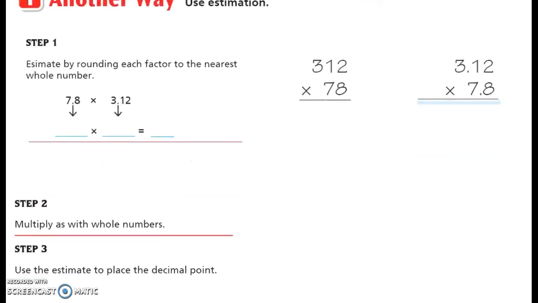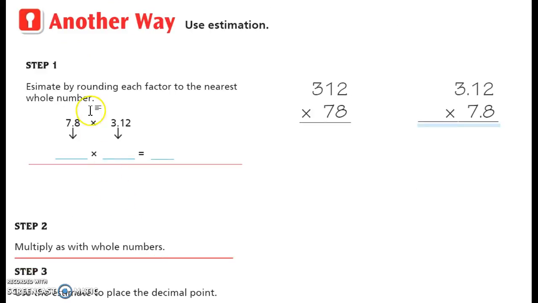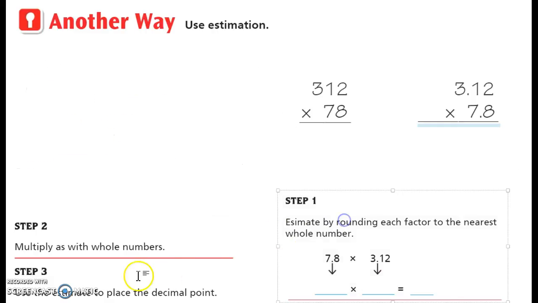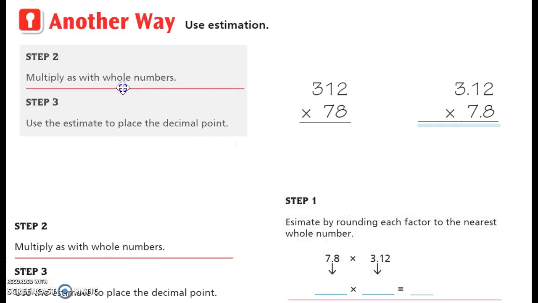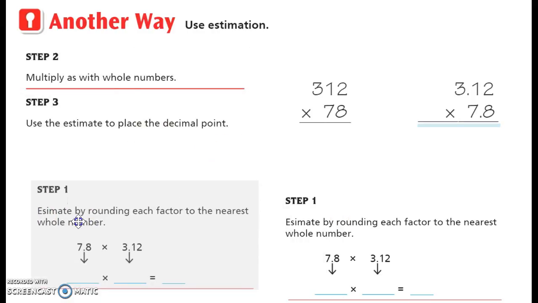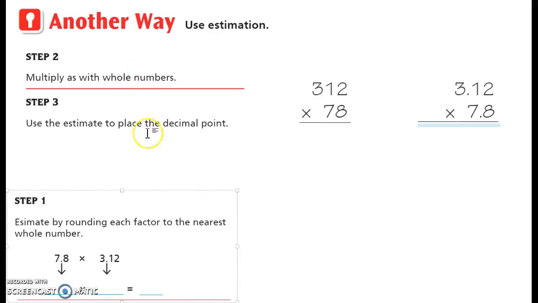The other way, sorry about that, is to use estimation. And I know estimation always seems like the thing that everyone wants to avoid, but I'm telling you here, it sort of makes sense. Step 1 says to estimate. I'm actually going to change that. Let's move that aside. Let's do steps 2 and 3 first, and come back to step 1 at the end. We're going to switch places. So steps 2 and 3 are just like before. Multiply as with whole numbers, and then we're going to place the decimal point. But here we're going to use the estimate to place the decimal point as opposed to using place value.